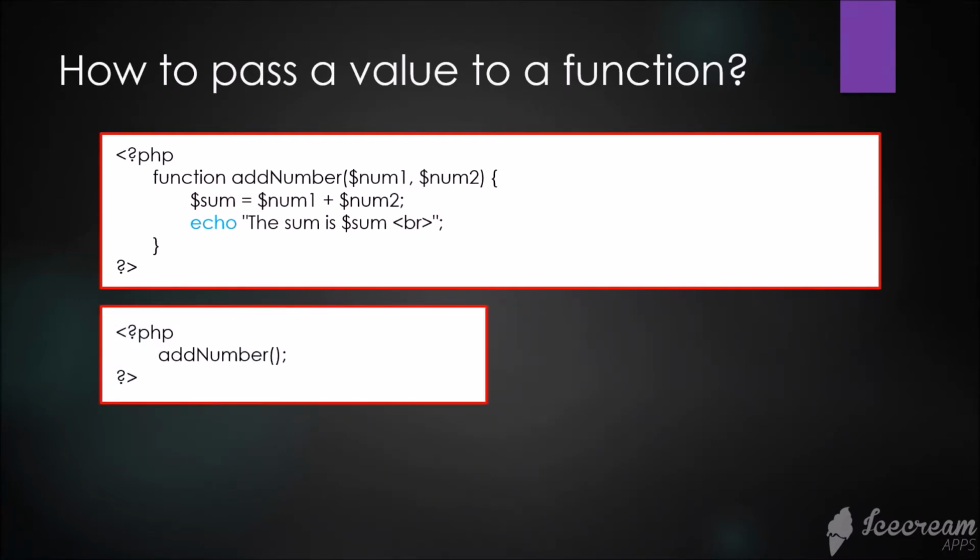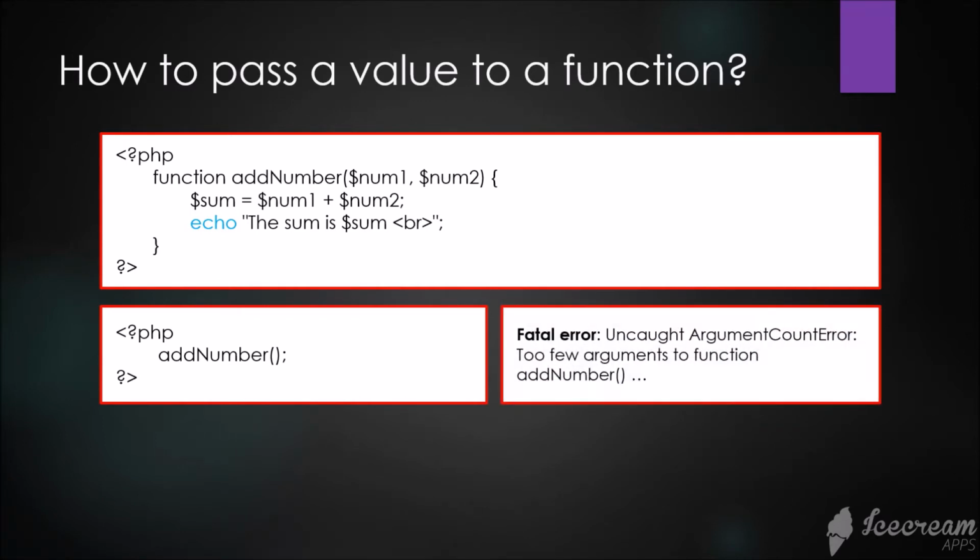Pero, what if we didn't pass any value? Kagaya nito. What do you think, guys, will be the output? So basically, it will be a fatal error. Bakit kamo? The function here is expecting to receive any argument coming from the caller. So since we didn't pass any arguments, nagkaroon ng error.